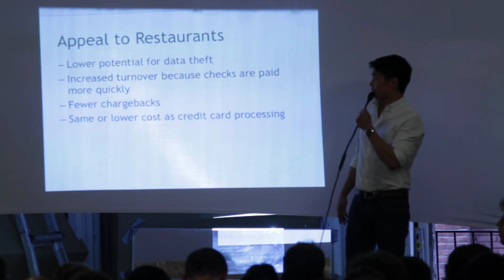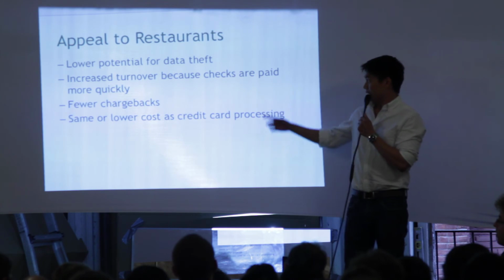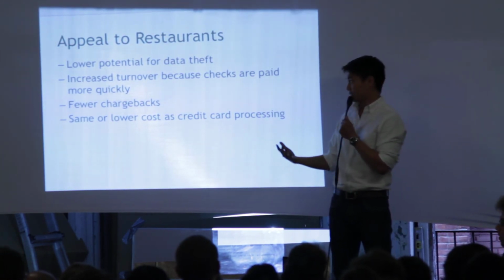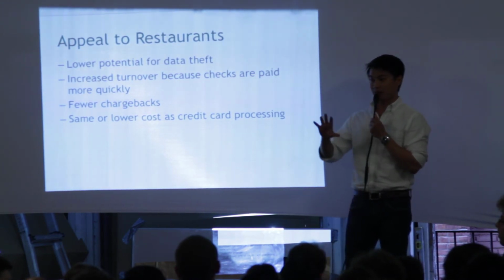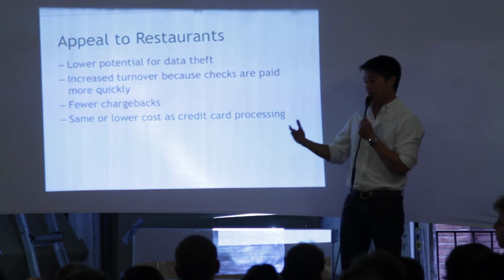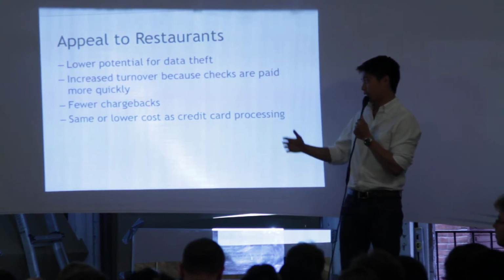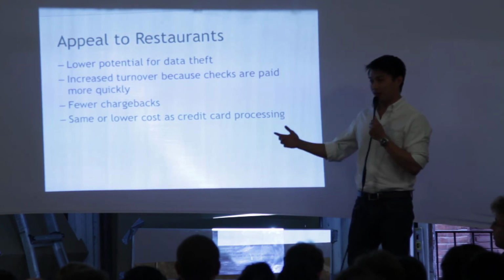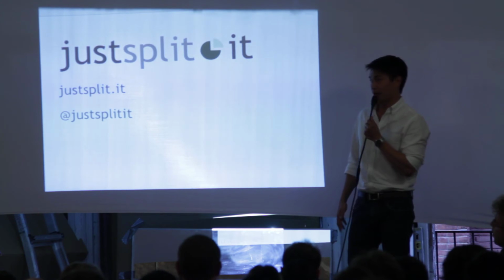How does this appeal to restaurants? It's a lower potential for data theft. There's an increase in turnover because the process of paying and processing the cards is reduced. There are fewer chargebacks because everything's tracked electronically, so the restaurant knows what each customer has eaten and what card it's linked to. And it's either the same or lower cost than the credit card processing fee through the merchant banks.